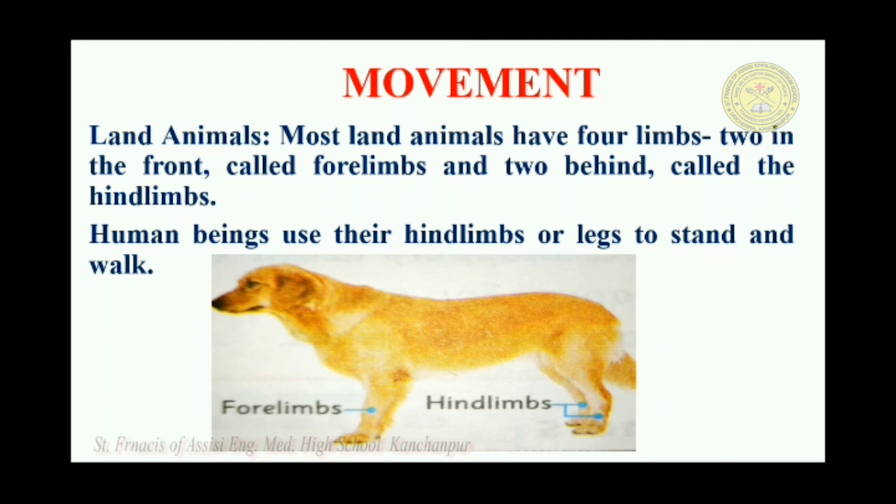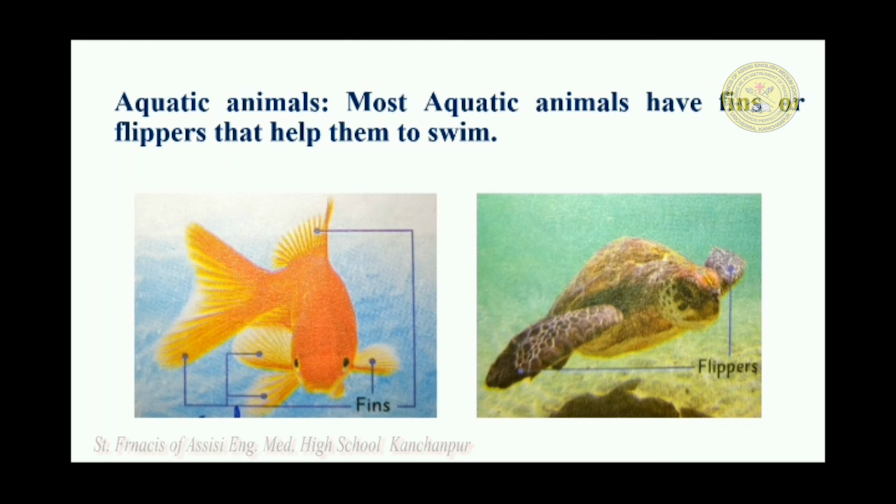Okay, so with our hind limbs or legs, we stand or walk, and to do work such as holding, picking or carrying things, we use our forelimbs or hands. So now let's look at aquatic animals. Most aquatic animals have fins or flippers that help them to swim.